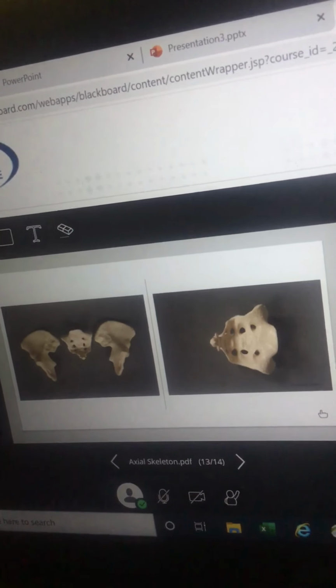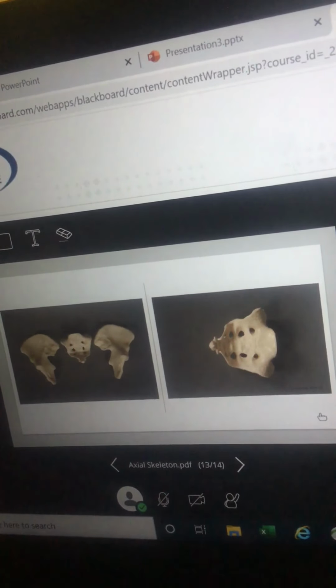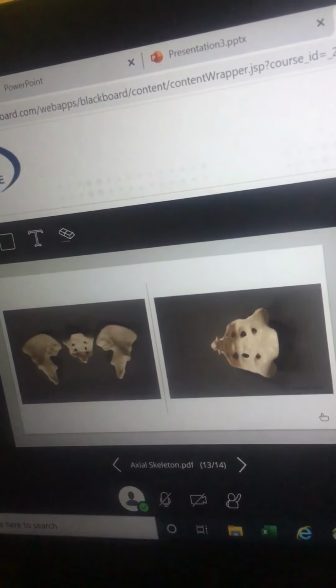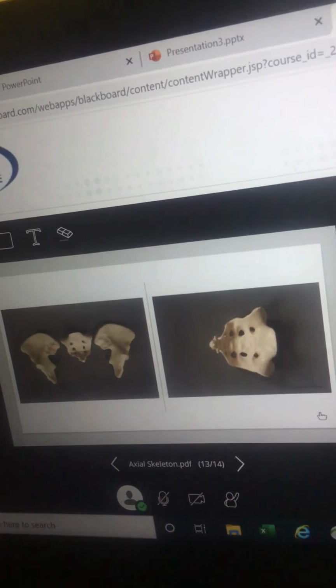Look at that. And I'm looking. I think that's everything in the vertebral column. Tell me what you think.